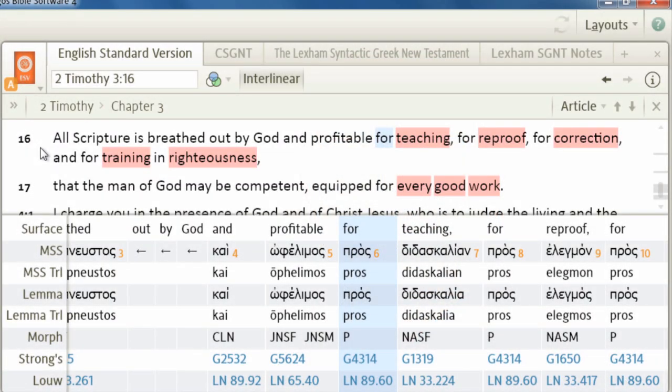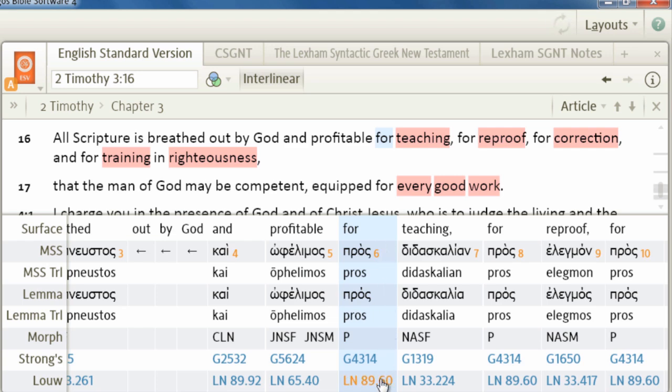2 Timothy 3:16 reads, "All Scripture is breathed out by God and profitable for teaching, for reproof, for correction, and for training in righteousness." Now back at verse 16, we want to look at how these words, which are highlighted because the underlying Greek words are in the accusative case, are working together with the prepositions. Now I want to take a closer look at this preposition, pros, which is translated for in the ESV.